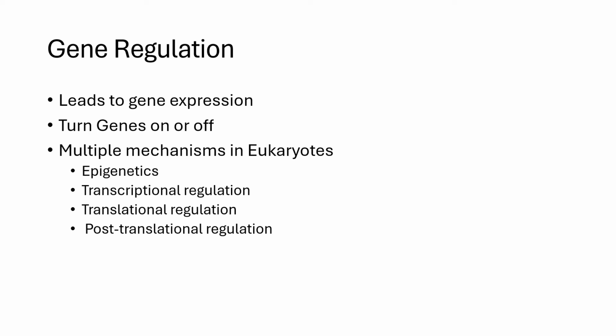It also allows for different genes with the same genome to express different amounts of proteins and different types of proteins, which can be good for differentiation in eukaryotes. And even in prokaryotes, we see different immune evasion by producing different factors and changing up antigen expression in bacteria, for instance. In eukaryotes, there are multiple mechanisms for gene regulation: epigenetics, transcriptional regulation, translational regulation, and post-translational regulation.